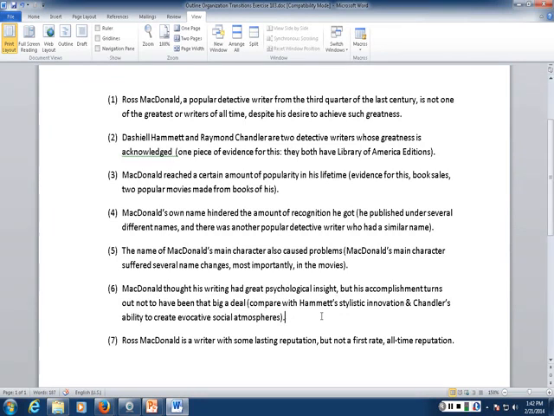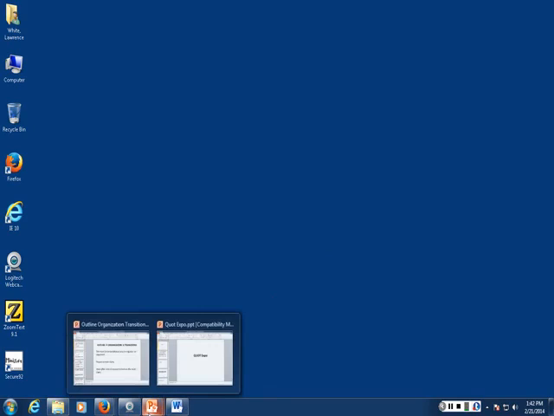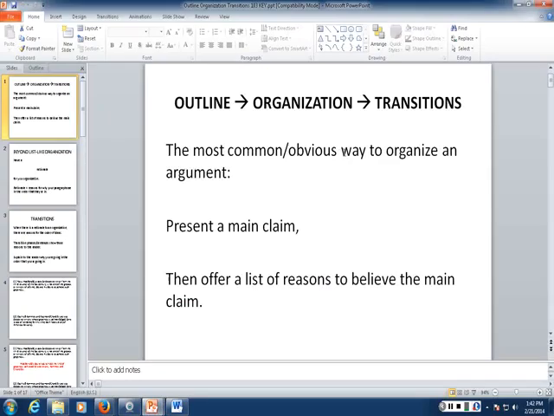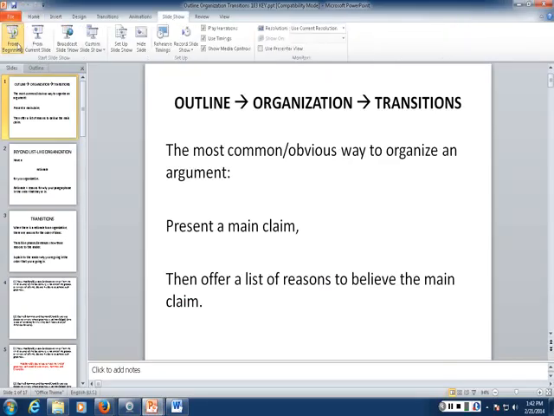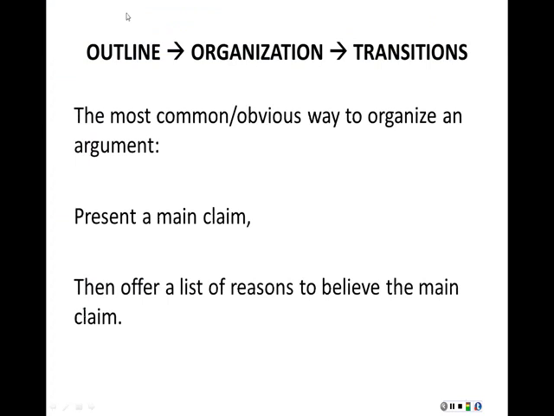Okay, so I've got an intro paragraph, a concluding paragraph, and 5 body paragraphs. And what we want to do is put transition phrases in between all the body paragraphs there. And so how are we going to do that? Okay, and I've got a PowerPoint here that will show this. Okay, and so how to go from an outline to having an organization, and how does that relate to transitions? Okay.